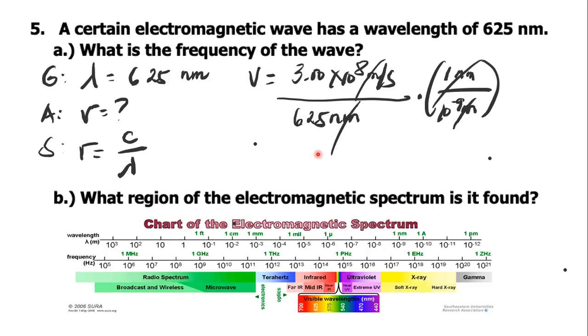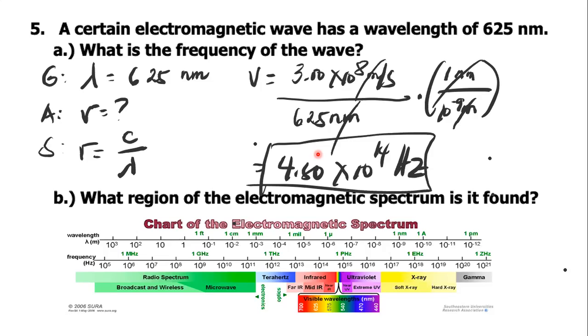That's it. So with this, our answer here is frequency is 4.80, or 4.8 times 10 to the 14th per second, and that is in hertz. Box the final answer, please. And then we have a second question.